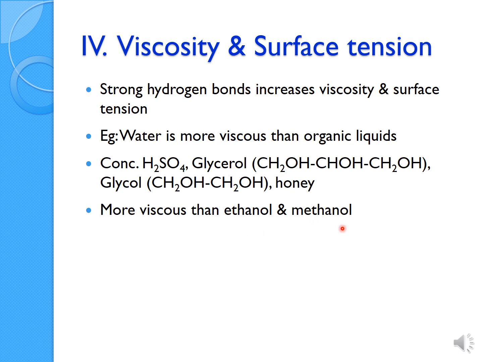Simple alcohols. So these compounds can form more number of hydrogen bonds, and therefore they are more viscous than simple alcohols like ethanol, methanol, etc. Because they have more number of OH groups, they can form more number of hydrogen bonds, right? So these compounds are highly viscous compared to simple alcohols.